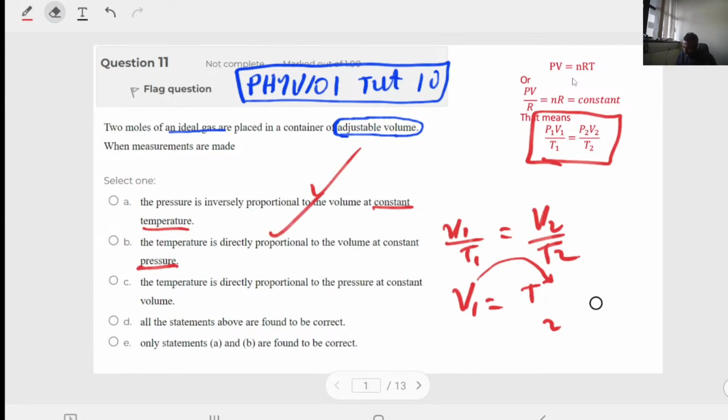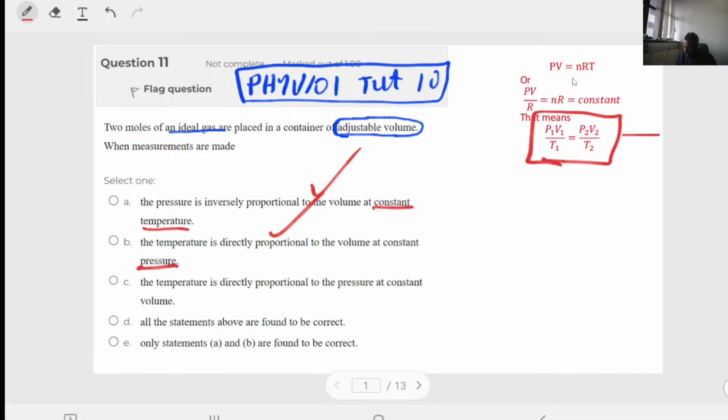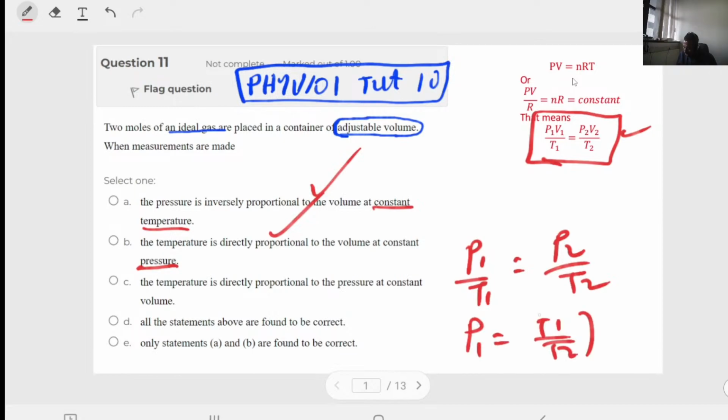And then the last one is what happens at constant volume. You use the same equation again: P1 over T1 equals P2 over T2. Solving for P1, it's T1 over T2 times P2. You could see that the pressure is directly proportional to the temperature. Therefore, we said the three given conditions are true. A, B, and C are correct. That's what we did on question number 1.